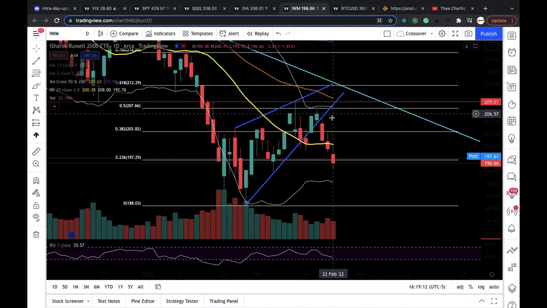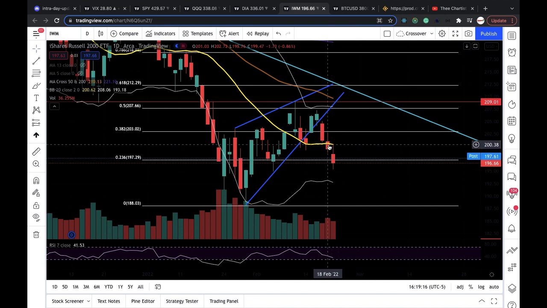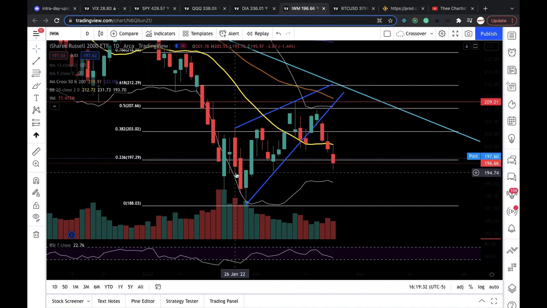IWM, well, we lost the 20-day moving average last week, and like the theme I've been saying, back test and go, right? Lost that 20-day moving average, back tested that 20-day moving average, as you can see, as a resistance. Dropped down, and we lost the 197.29 support level, which is the 23.6 retracement.